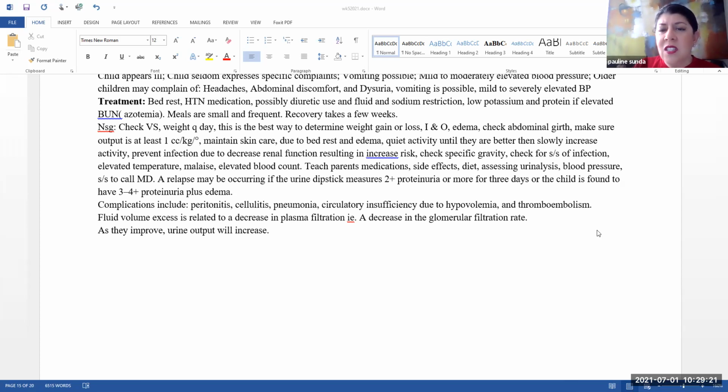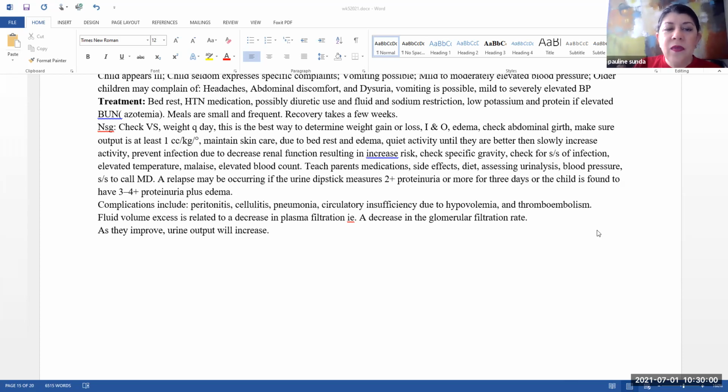Teach parents medications, side effects, diet, how to assess the urinary dipstick, blood pressure, and signs and symptoms to call the physician. A relapse may be occurring if the urinary dipstick measures +2 for protein for 3 or more days, or the child is found to have a +3 or +4 protein plus edema for just 1 day. Complications include peritonitis, cellulitis, pneumonia, circulatory insufficiency due to hypovolemia, and thromboembolism.